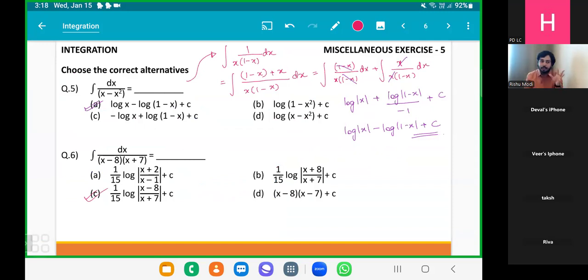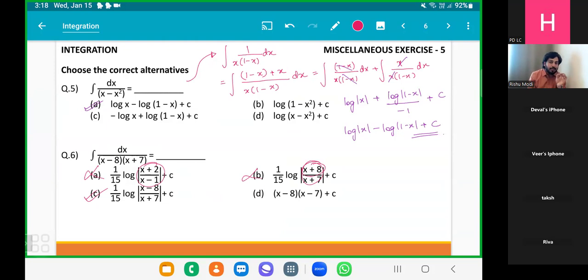Now, logically, if you think, I wouldn't have needed to solve the sum at all. Because I know that my answer has to be in terms of log, and it has to be in terms of log A upon B, something like that. Option A cannot be my answer because the factors are only different. So I cannot have this answer, that is for sure. Option B also cannot be my answer because one term is x minus 8, the other term is x plus 7. Here, both terms are positive. So B also goes away.